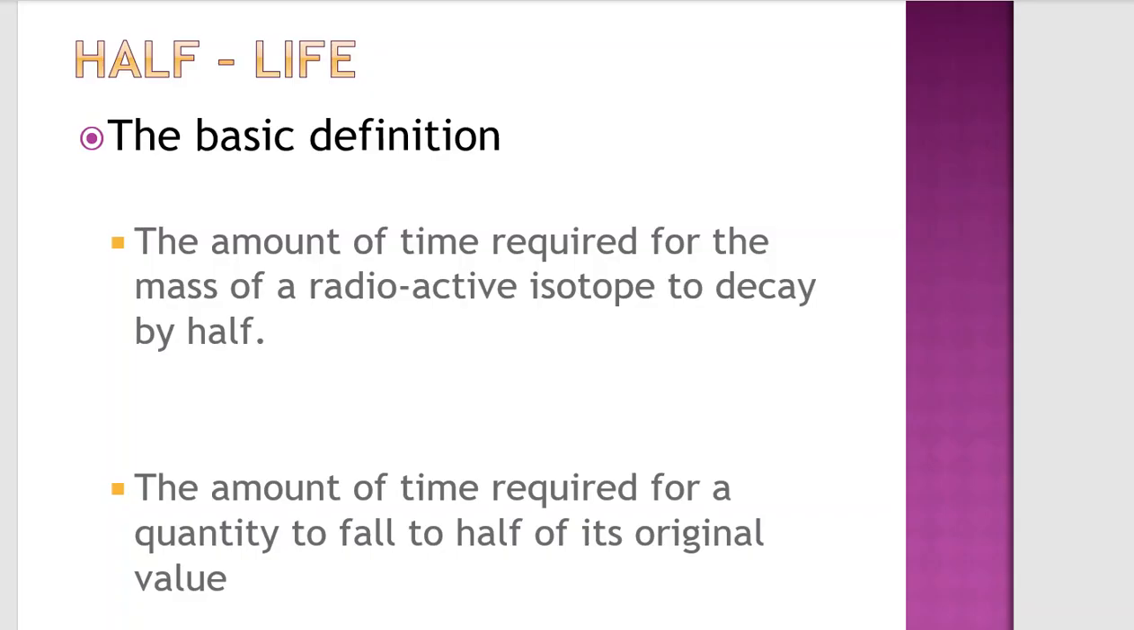So half-life is an intensive property, and basically it is the amount of time it takes for the radioactive isotope to cut in half, the mass of that radioactive isotope to cut in half. Okay, so the amount of time required for the quantity to fall to half of its original value. So let's say I have 5 grams of carbon-14. The amount of time it takes for that 5 grams to decay down to 2.5 grams of carbon-14, that's what we're talking about. Whatever that amount of time is, that's the half-life.